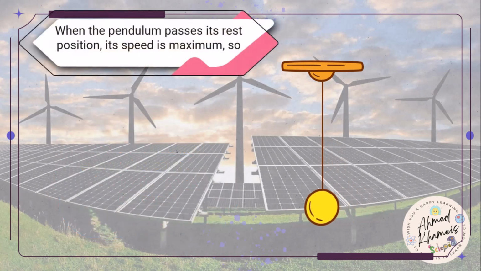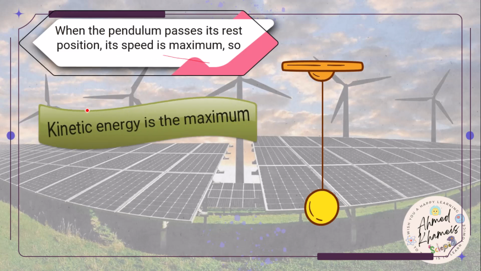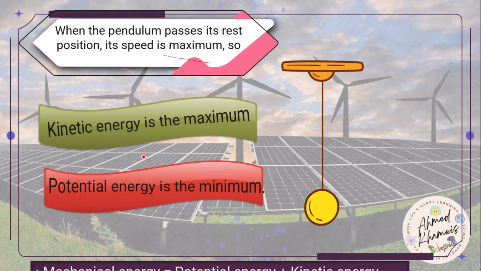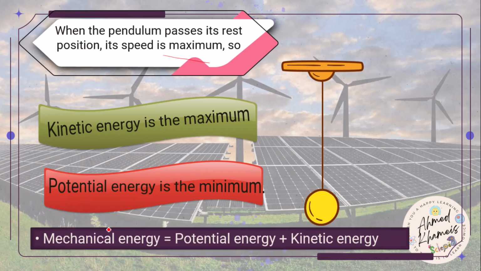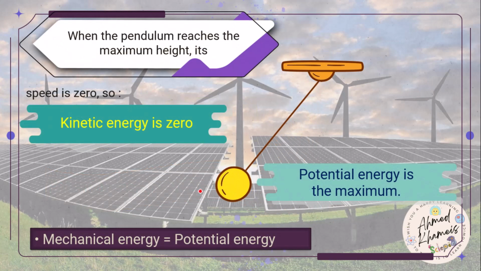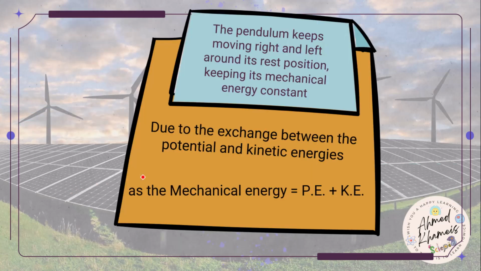And at the rest position, the speed of the pendulum is maximum, so the kinetic energy becomes maximum and the potential energy is minimum. And in this case, the mechanical energy equals potential energy plus kinetic energy. And as the pendulum goes to the higher position, the speed becomes zero, so the kinetic energy becomes zero, and the potential energy is maximum. And in this position, the mechanical energy equals potential energy.